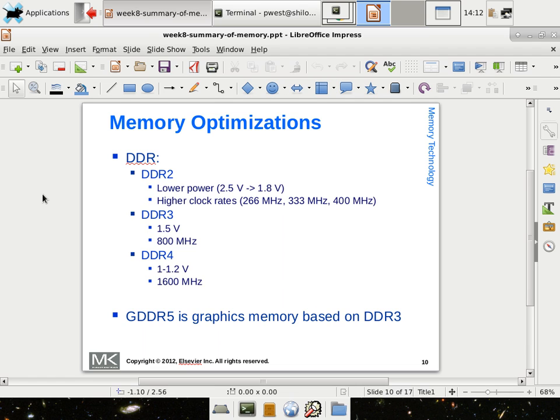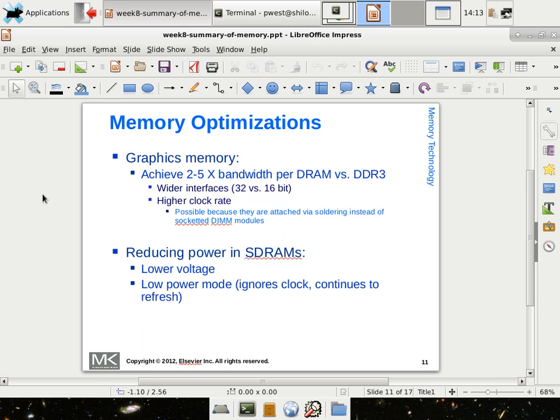And then a lot of your graphics memory is actually based off of regular DDR. Most of the time with graphics, they just widen the bus so that it can spit more out at a time. And you can have a higher clock rate because you don't have to put socket RAMs in. It's directly soldered onto the board. So there's a couple more advantages to that. That's really what it comes down to with graphics memory versus main memory. Besides that, they function basically the same.